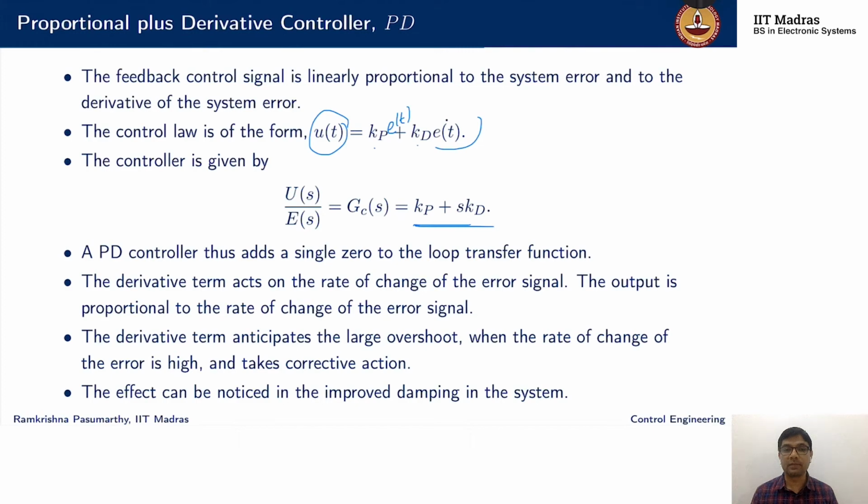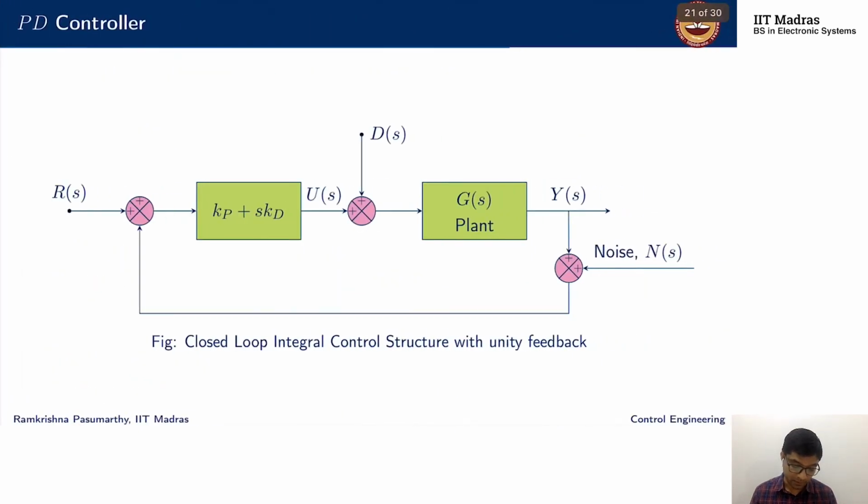The derivative term acts on the rate of the error signal. The output is now proportional to the rate of this error signal. And we said that the derivative term anticipates a large overshoot because it knows how fast the error is increasing, because of the information on e dot. When the rate of change of error is high, it takes an appropriate control action. The effect can also be noticed in improved damping of the system. A structure would therefore look like this in the standard control architecture.